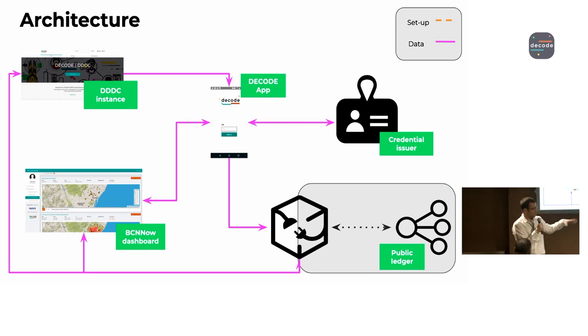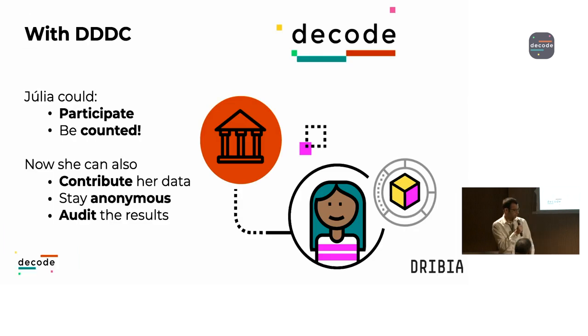So you see, now instead of having only one actor, we have five different and independent actors in which you preserve the anonymity of the citizens, but at the same time, you can obtain very rich results using the demographic data that the citizens have shared with only the credential issuer. So now Julia, who before could participate and be counted, can now contribute with her demographic data while remaining completely anonymous. And she can also audit the results, mainly because anyone can enter the public ledger and count the petition.